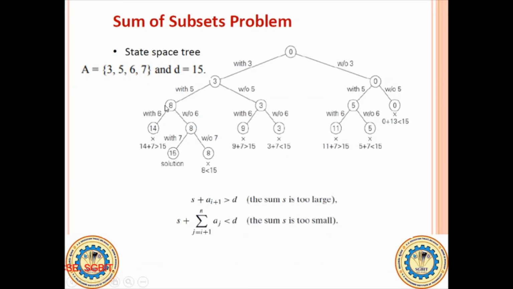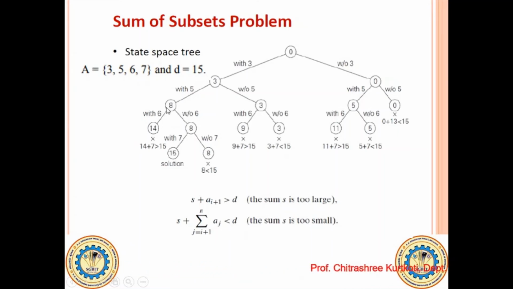Next, trace back. So with 6 we have found the node is non-promising. Next we check one more, that is without 6. So we already have the sum as 8.